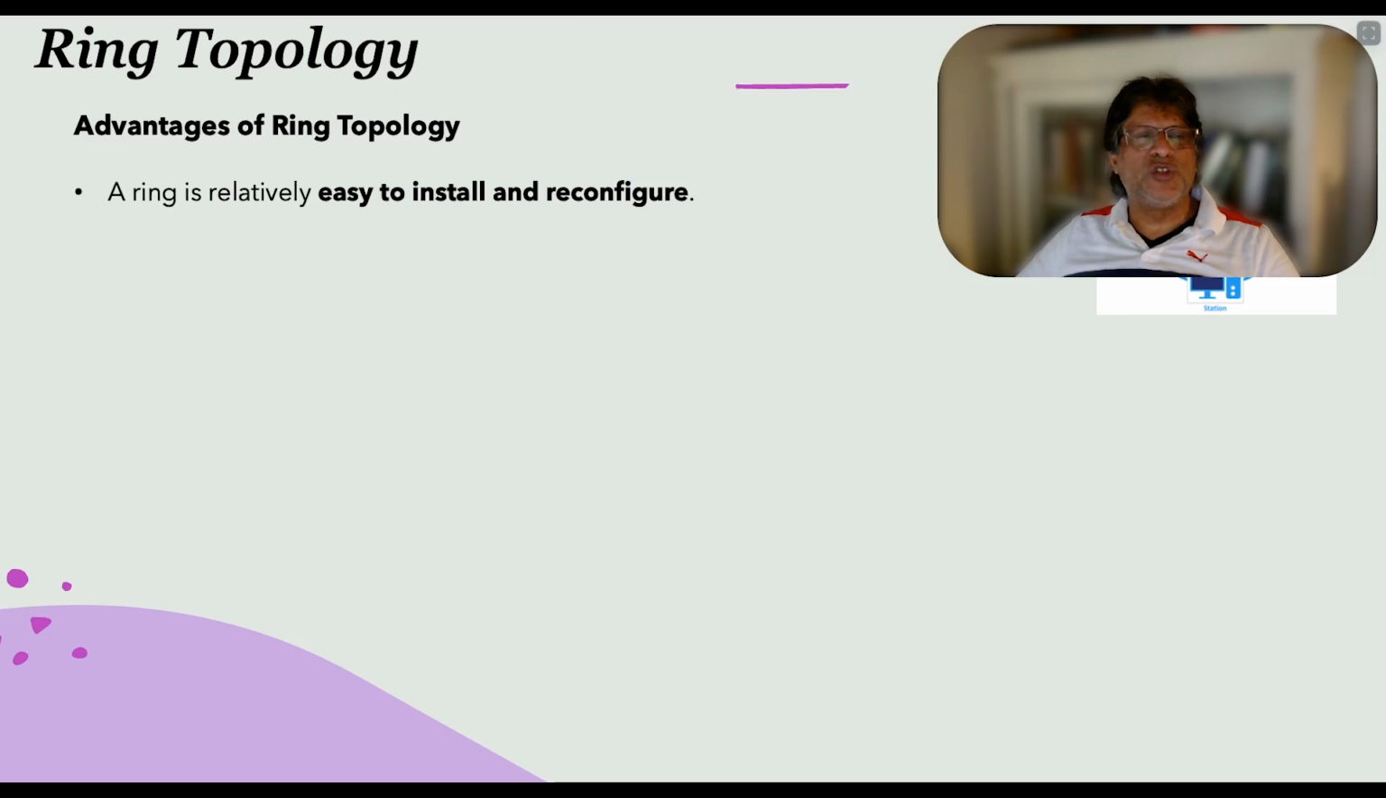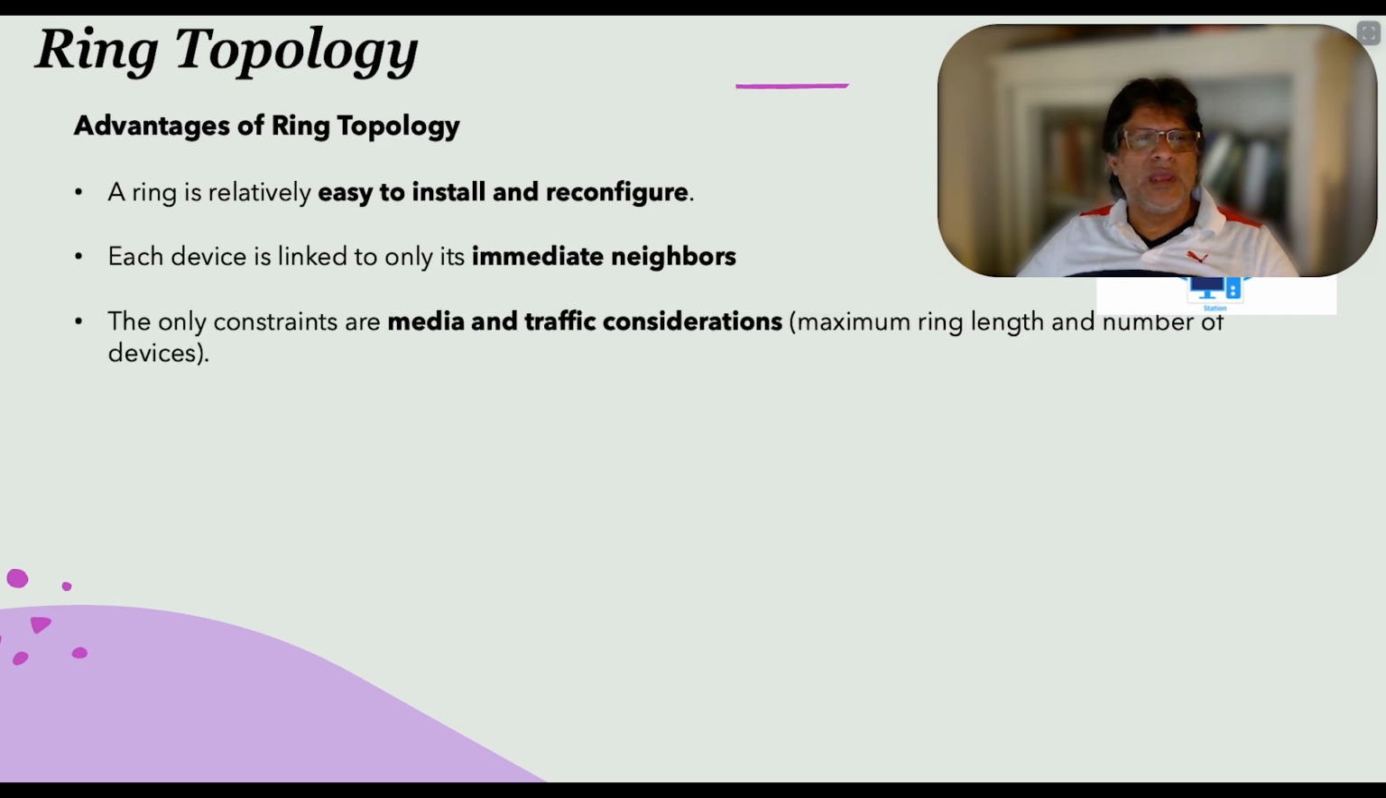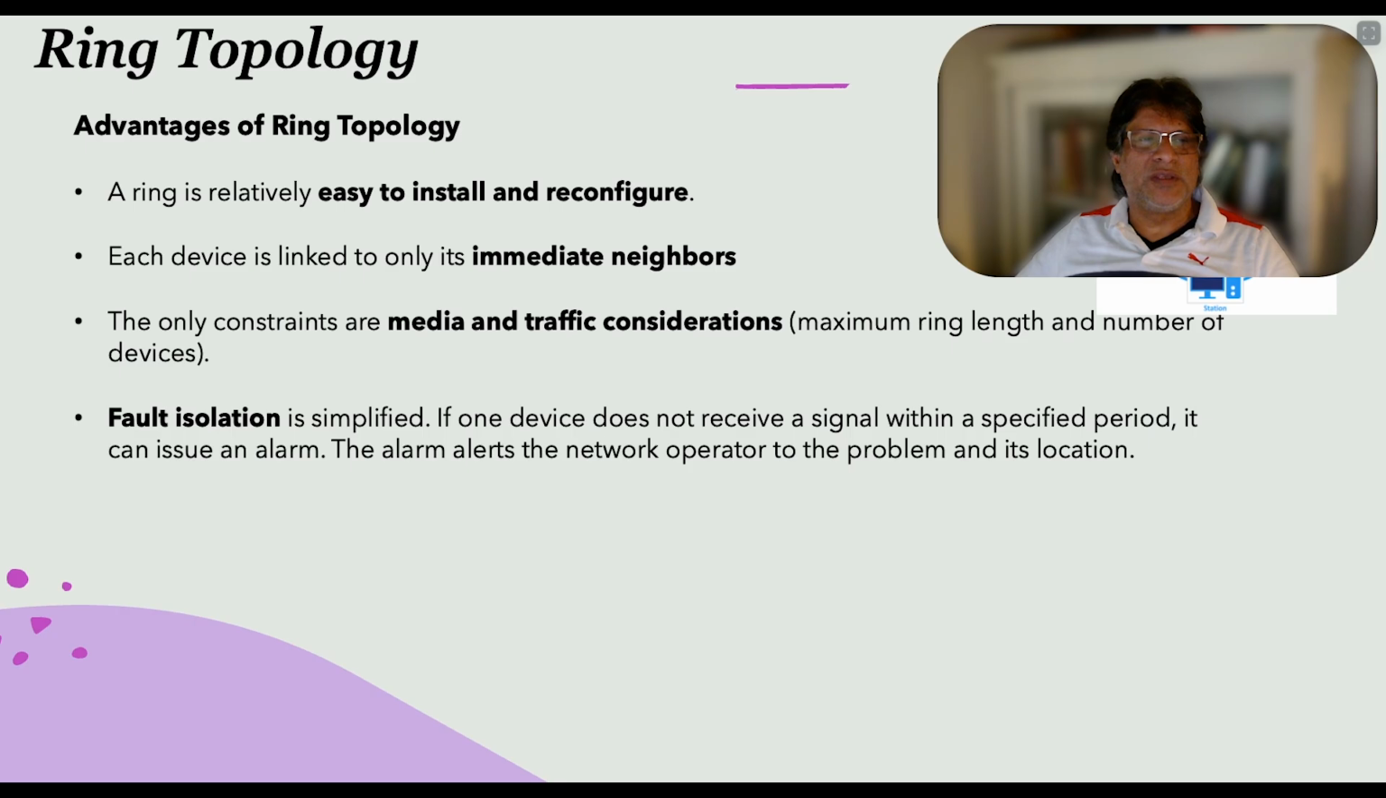So the advantage of the ring topology was a ring is relatively easy to install and reconfigure. Each device is linked only to its immediate neighbors. And the only constraints are media and traffic considerations, the maximum ring length and the number of devices. Fault isolation is simplified. If one device does not receive a signal within a specified period, it issues an alarm. The alarm alerts the network operator to the problem and its location, which was great that it had an inbuilt feature for fault isolation.